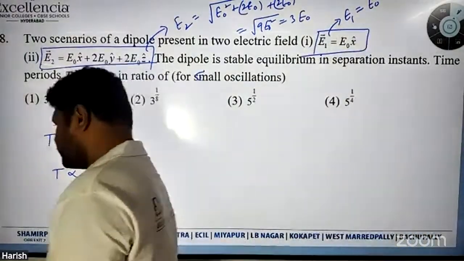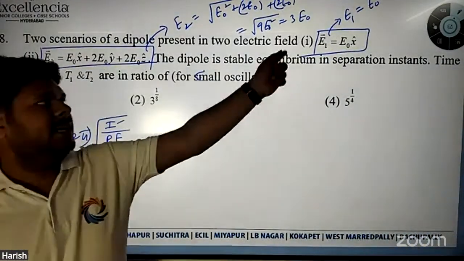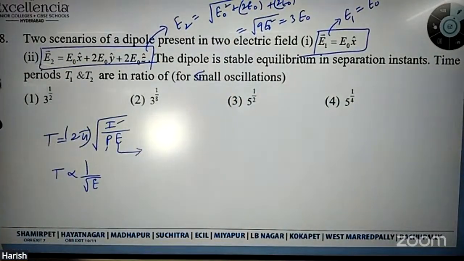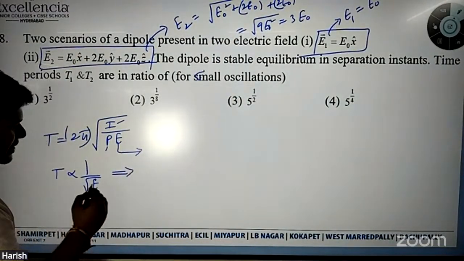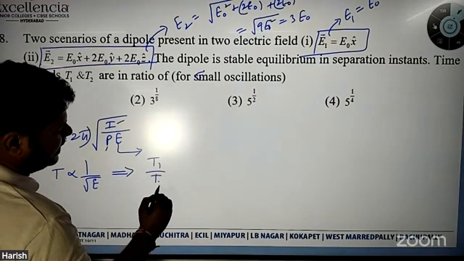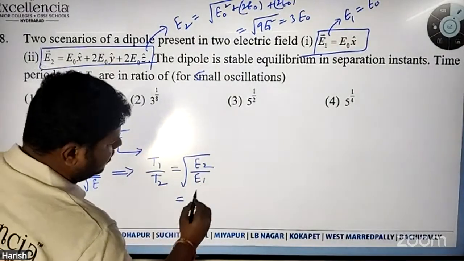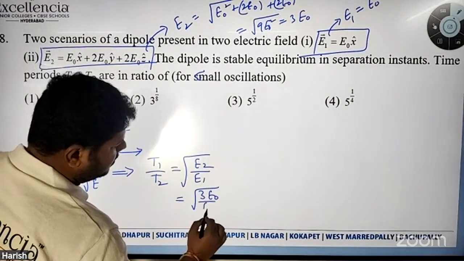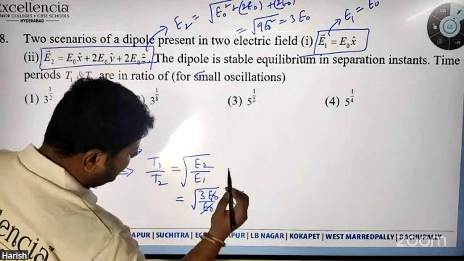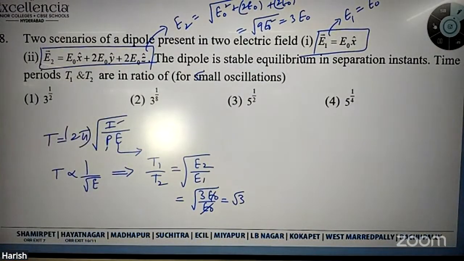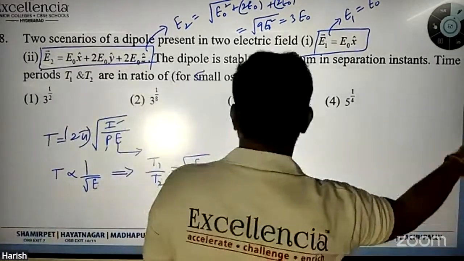So I got the magnitudes now. E1 is E naught, E2 is 3 E naught. By using these proportional relations, I can say T1 by T2 equal to root of E2 by E1, which is root of 3 E naught by E naught. So this is the oscillation of an electric dipole in a uniform electric field, small oscillations. A direct question. Now we move on to the next one.